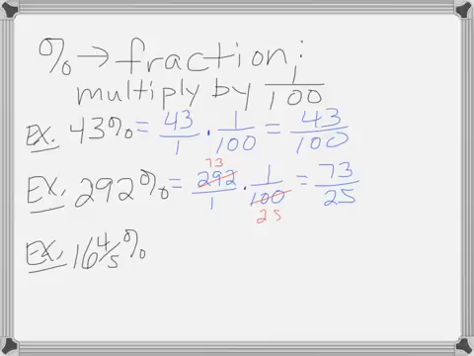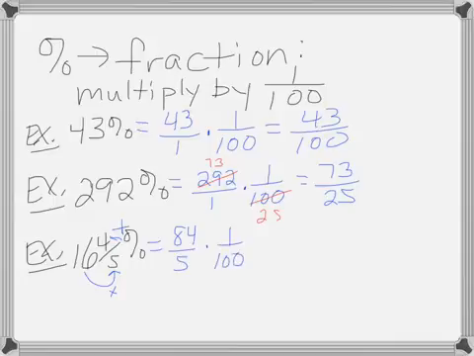For the third example, 16 and 4/5. This is a mixed number. We want to go ahead and convert it to an improper fraction. And to do that, you multiply 16 times 5 and then add the 4. So 16 times 5 is 80, plus 4 more would be 84. So it's 84/5 times 1 over 100.